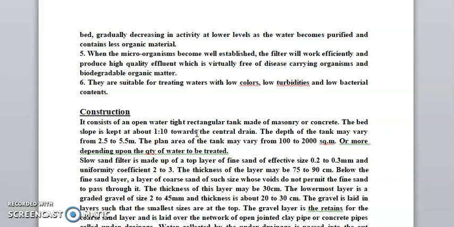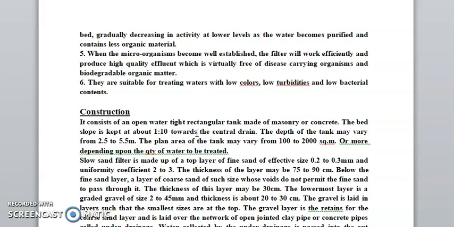The filter media is made up of a top layer of fine sand with an effective size of 0.2 to 0.3 mm and a uniformity coefficient of 2 to 3. The thickness of the layer may be 75 to 90 centimeters. Below the fine layer is the coarse sand, whose voids do not permit the fine sand to pass. The thickness of this layer is 30 centimeters.